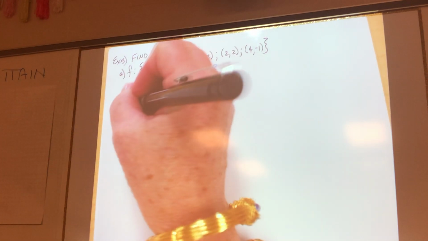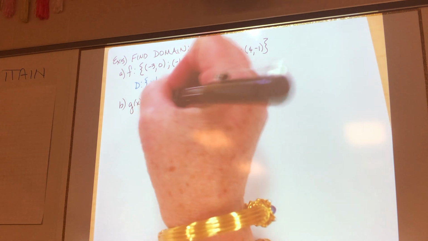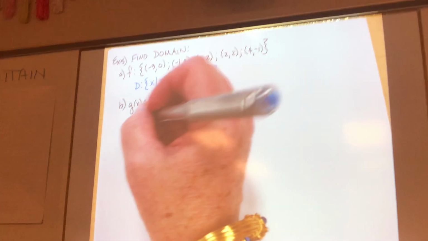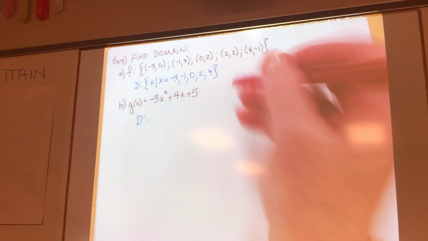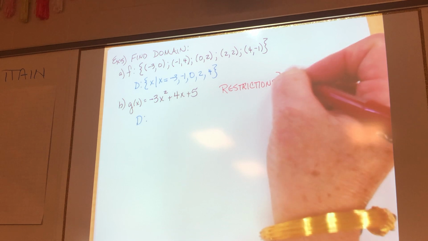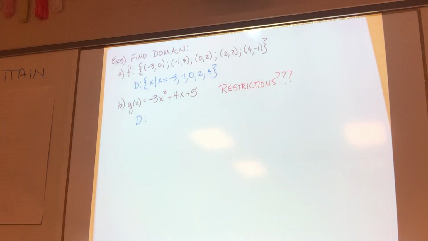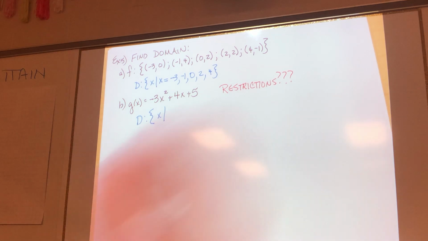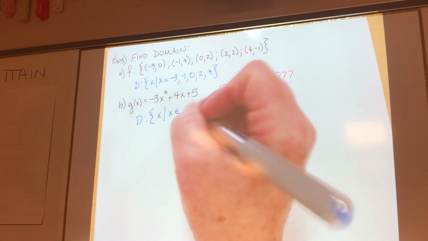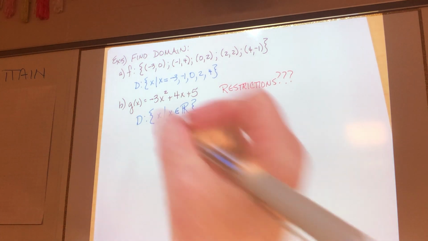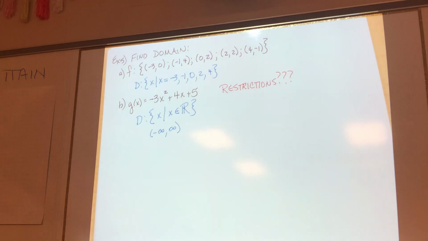So here's your next one. G of x is equal to -3x squared plus 4x plus 5. Let's talk about my domain. As soon as I say that, what's my brain thinking? Restrictions. Do I have any restrictions on this? No, people, there are no restrictions. So what's my domain? Negative infinity to positive infinity, any real number. In set notation, any x such that x is an element of the reals. That says any real number. What about interval notation? Negative infinity to positive infinity. Remember, never include infinities with brackets.